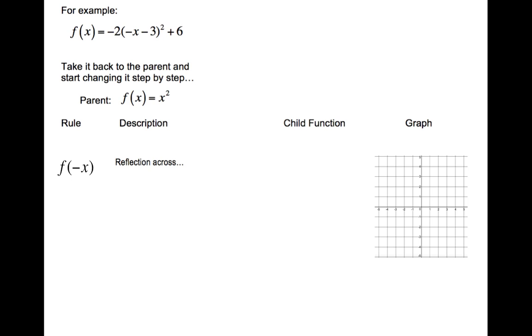Alright, so here's the rule that occurred. A negative has been applied to the x, so that negative. So what does this describe? So now I have to fill in the words. So choose the best choice for this. It's a reflection across what? Alright, reflection across the y-axis is the correct choice.